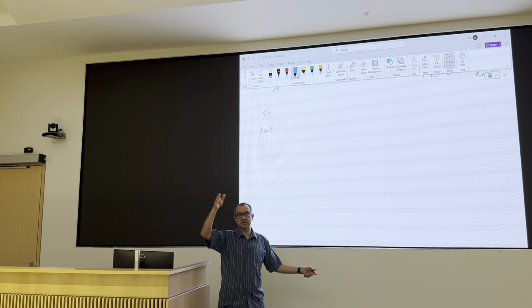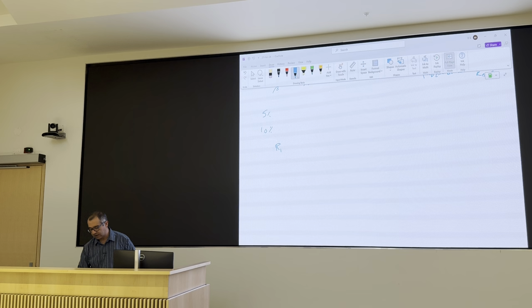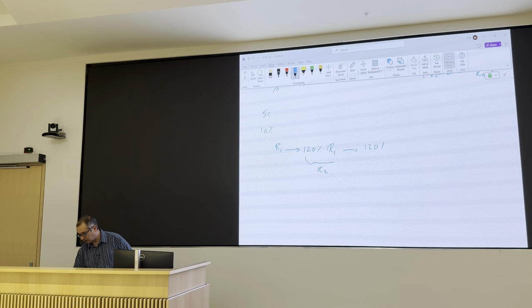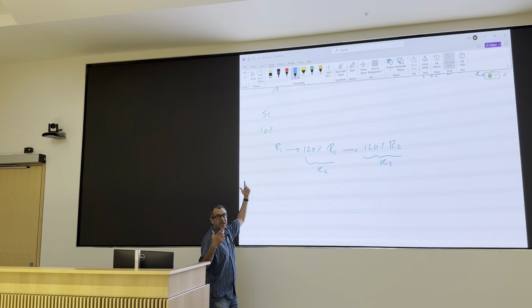So when they picked the first one, let's say R1, the next one was 120% of it. This is R2. And then the next one is 120% of R2. This is R3. Why? Because if you needed, for whatever reason, an 1100 ohm resistor, it could be a 1K at the positive extreme or a 1.2K at the negative extreme. So the gap between them is 20%.